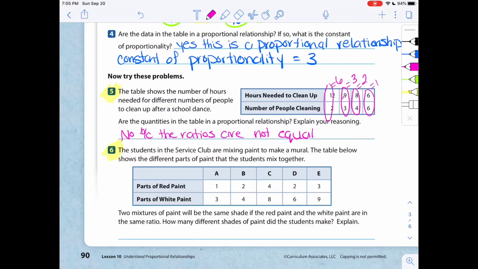Number 6, the students in the service club are mixing paint to make a mural. The table below shows the different parts of paint that the students mix together. 2 mixtures of paint will be the same shade if the red paint and the white paint are in the same ratio. How many different shades of paint did the student make? The student made 2 different shades of paint. The ratio of white to red is 3 to 1.